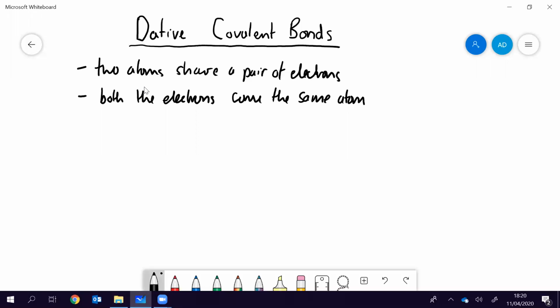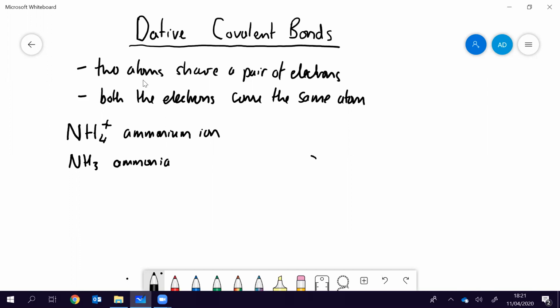Okay, so let's think about a species you will come across before: NH4 plus, which is called the ammonium ion, and that has got a dative bond in it. So don't forget that ammonia is NH3. That's ammonia, which is a gas which is very soluble in water. So let's draw a dot cross diagram for ammonia first of all.